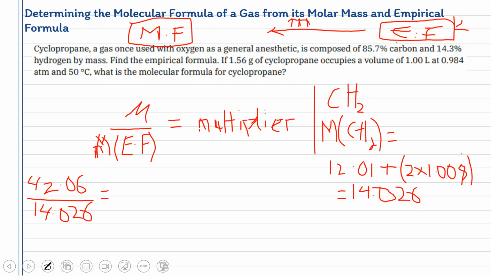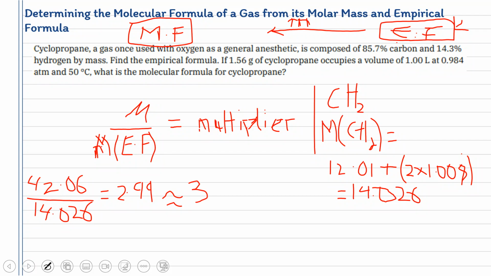What is that multiplier? Let's do this together. We have 42.06 divided by 14.026. Good. We have 2.99, which can be approximated. That sign means approximated to what? 3. So our multiplier is 3.